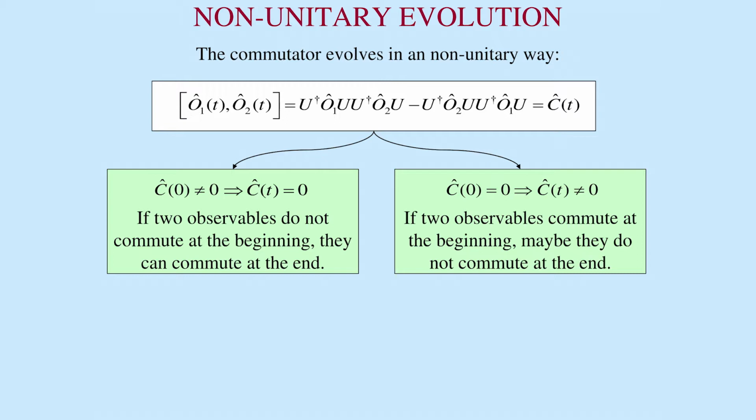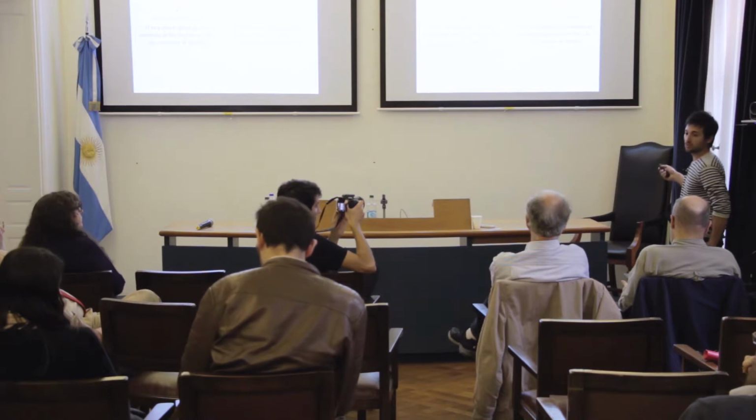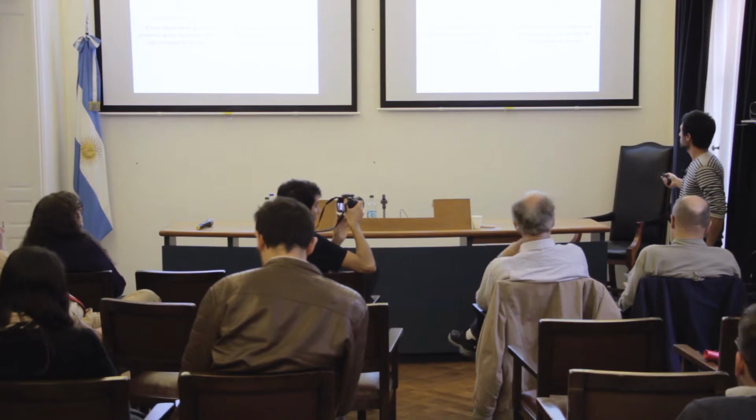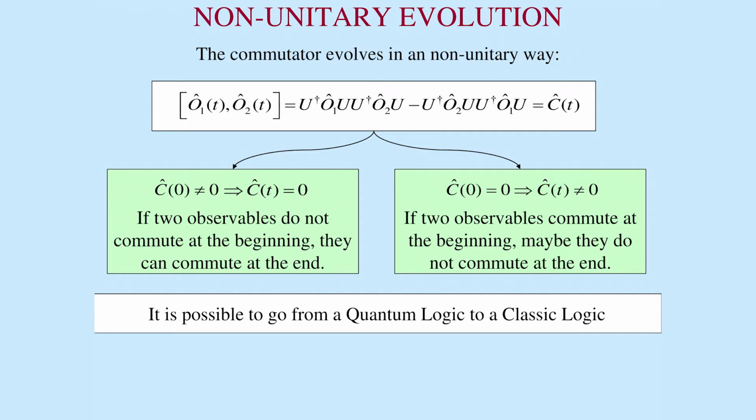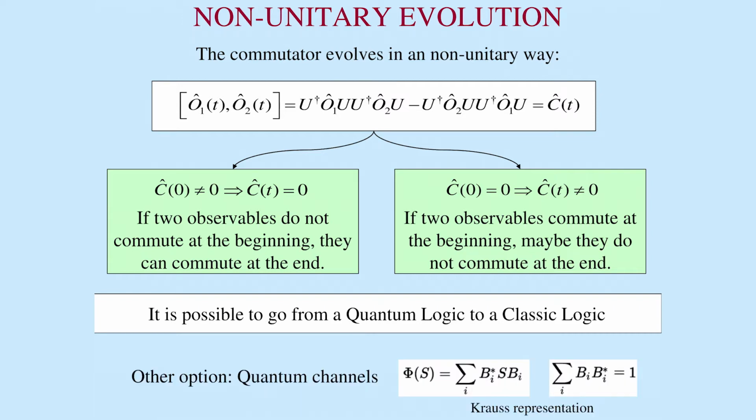So here we have C, and we can see that if two observables do not commute at the beginning, they can commute at the end. It depends on the evolution. And well, if two observables commute at the beginning, maybe they do not commute at the end. Also, we have the inverse process of a classical limit here. We start with a classical structure, and then we obtain something which is not classical. So, well, it is possible to go from a quantum logic to a classical logic if we consider this more general evolution.